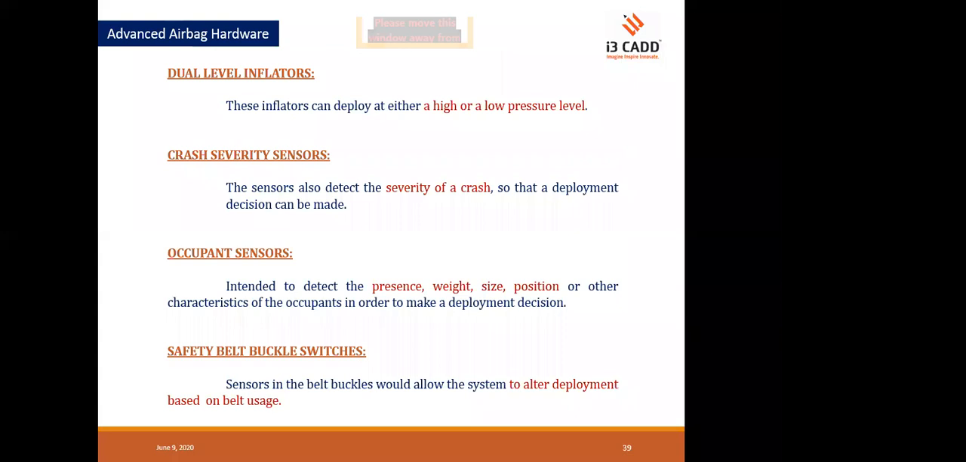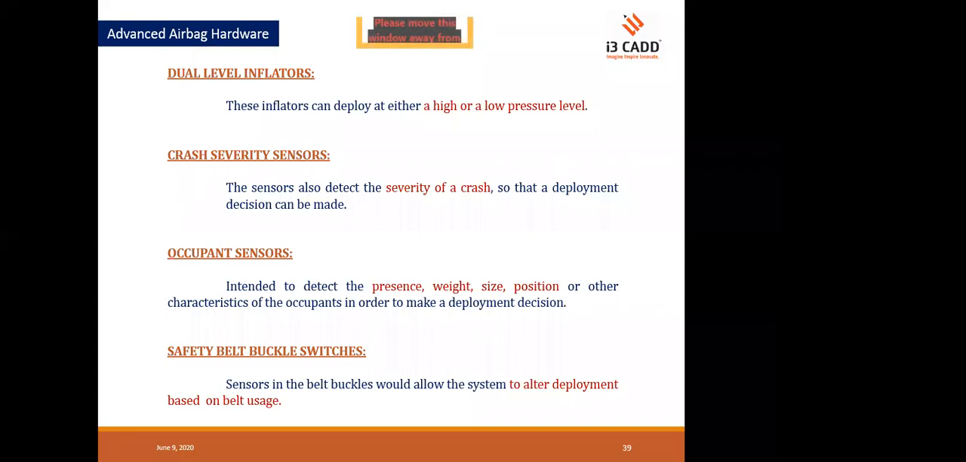So these are the advanced technologies that scientists have introduced nowadays. The first one is the dual level inflator. This works in conjunction with the crash severity sensor. Right? The crash severity sensor can detect the severity of the crash. So according to the severity of the crash, the inflation velocity has to be defined. How is it doing that? With the help of the dual level inflator. Dual level inflators are nothing but, instead of a single pellet of sodium azide, two pellets of sodium azide will be kept. Right? So the control unit fires the two pellets one after the other.